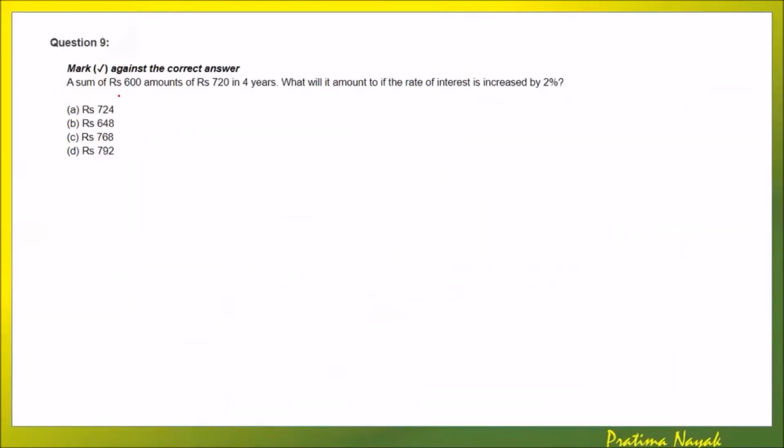Question number 9. A sum of rupees 600 amounts to 720 in 4 years. This is principal 600, amount is 720, and time is 4. What will it amount to if the rate of interest is increased by 2%? The options are 724, 648, 768, 792. The rate is not given. We will find the rate first, then we will add 2% to your rate. Then we will go for the second thing.